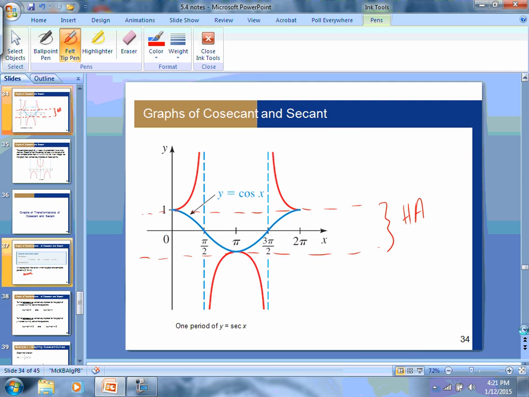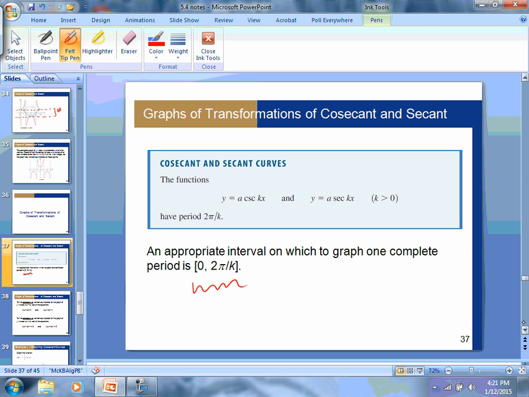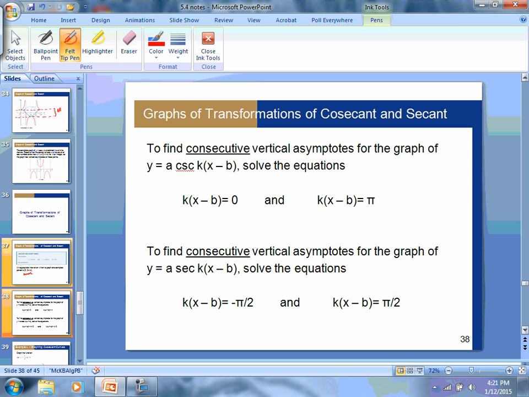Okay, but again, there are going to be a lot of little details that we have to pay attention to as we're dealing with our cosecant and secant curves. So make sure you have this down. This is what I was talking about for the vertical asymptotes. When we find our consecutive vertical asymptotes, we're going to take this k times x minus b, and set it equal to 0 and then pi for the cosecant. Because cosecant is 1 over sine, and sine is going to be a 0 value at 0 and at pi. So this is where the cosecant function is going to be undefined.